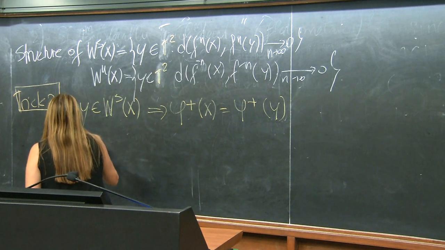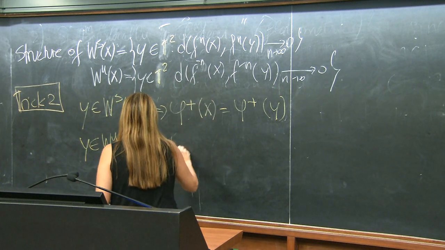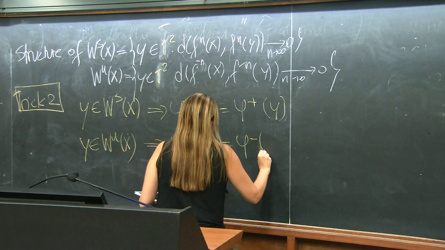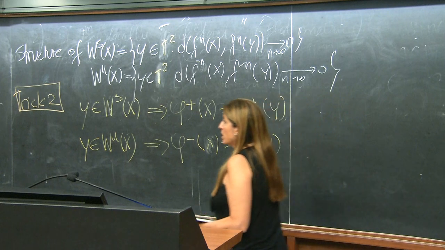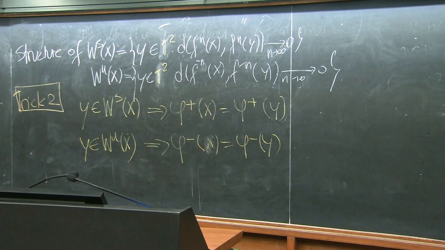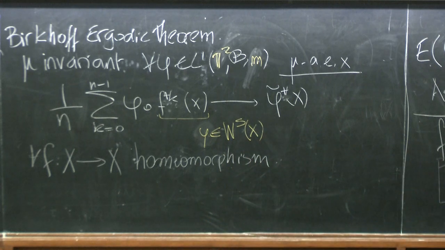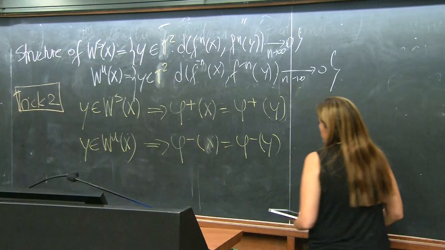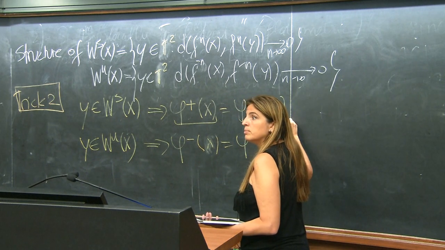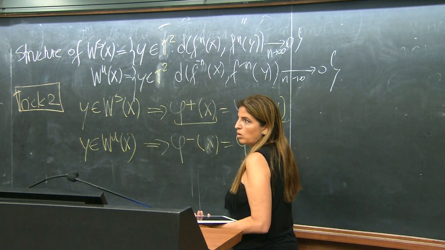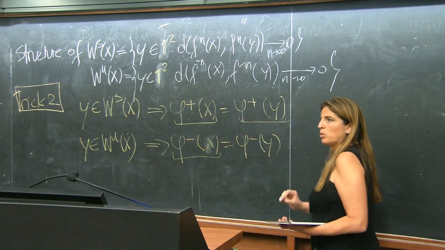And in the same way, if y belongs to the unstable manifold of x, then phi minus of y, x equals phi minus of y. If they don't exist, we don't care about them. Or another trick could be to take the lim sup of this and just focus on the points where it exists. But we're going to focus on the points where this limit exists. Well, if it exists here, it will exist in the whole stable manifold. And if it doesn't exist here, it will not exist on the whole stable manifold. So we will focus on the points where this limit exists.